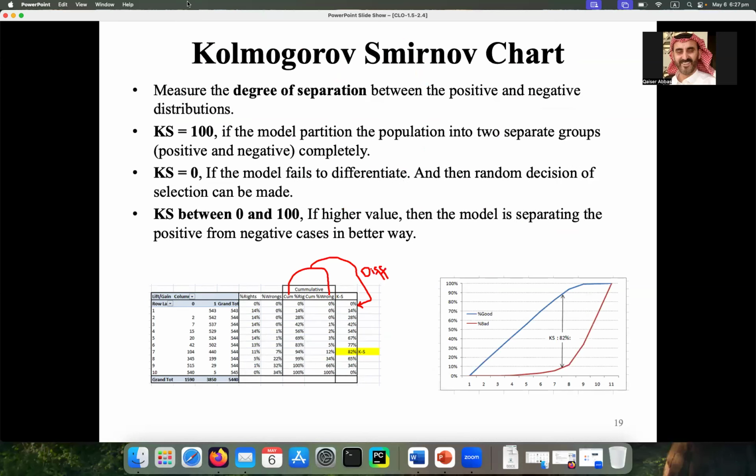Now, another measure, the Kolmogorov Smirnov chart. So Kolmogorov Smirnov chart. This is a Russian name or Soviet Union name or something like that.